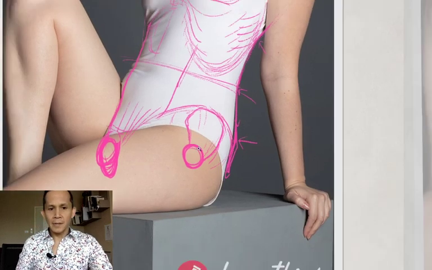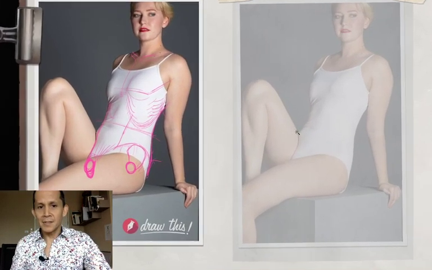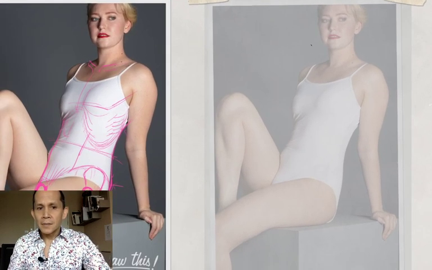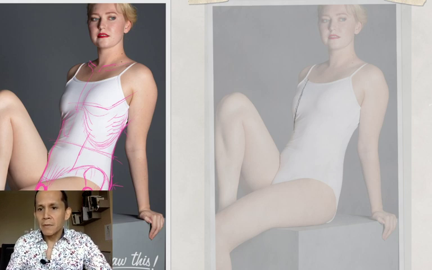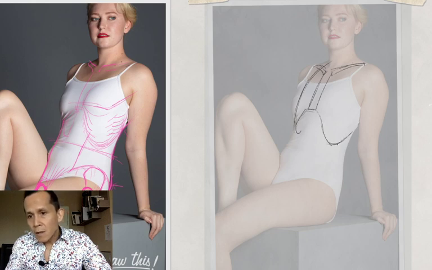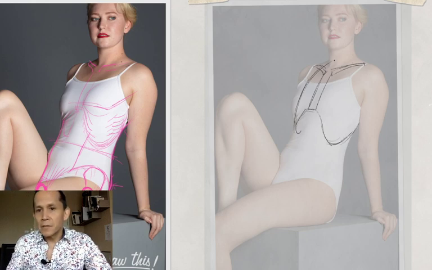So that's all I got down there. This is tough. But let's start with the rib cage first. So I have an obvious clavicle, obvious sternum, and not so obvious bottom of the rib.